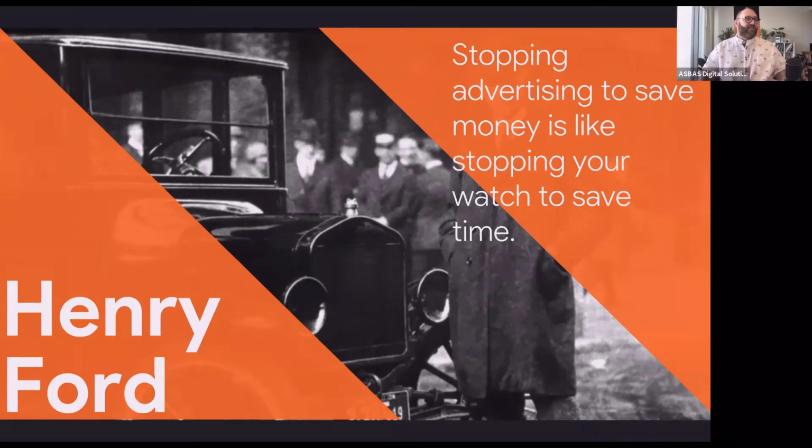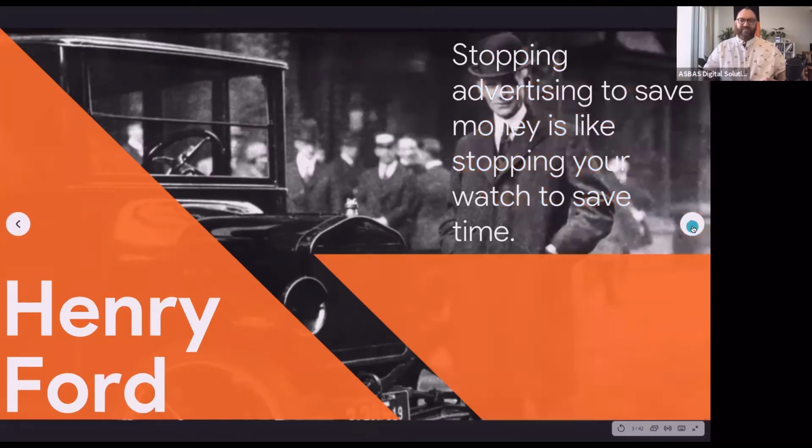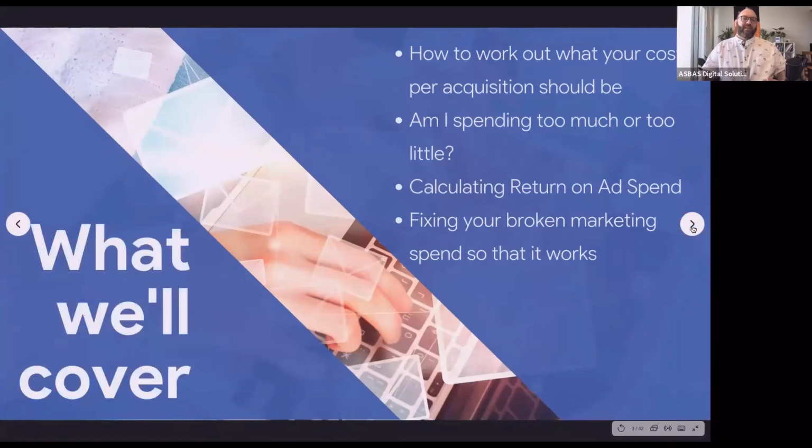It means that you need to understand that without any sort of new development of advertising or development of your marketing going forward, you have no hope of actually having new customers come to you because they won't know that you exist. This morning is going to cover how to work out what your cost per acquisition should be when it comes to getting new customers.